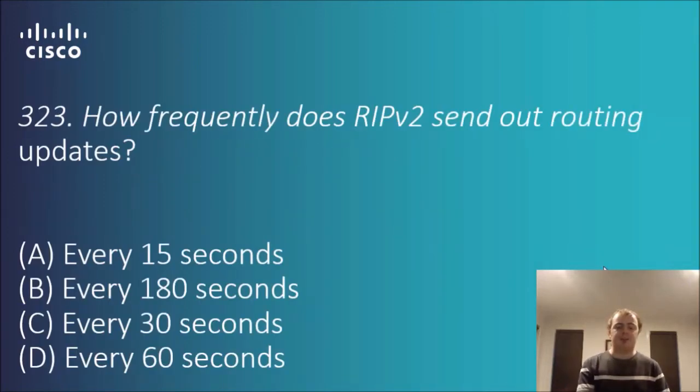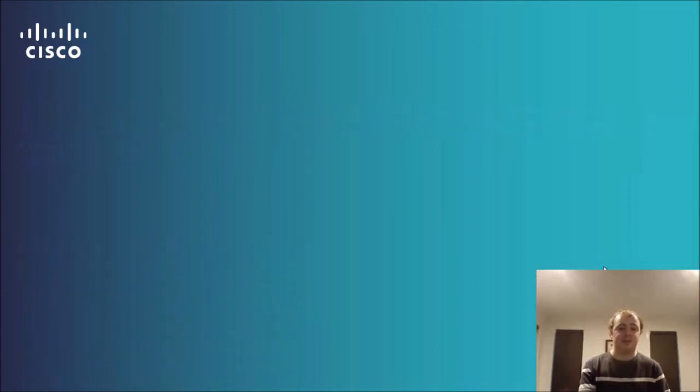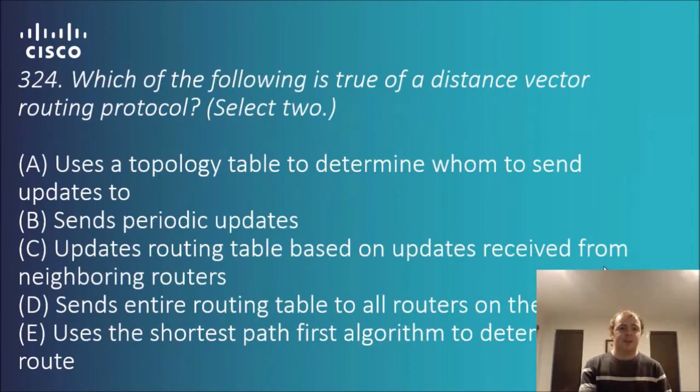323, how frequently does RIP version 2 send out routing updates? We've got every 15 seconds, 180, 30, 60 seconds. We'll just rely on memory here. The answer is that RIP version 2 routing updates are every 30 seconds. So C is the answer.